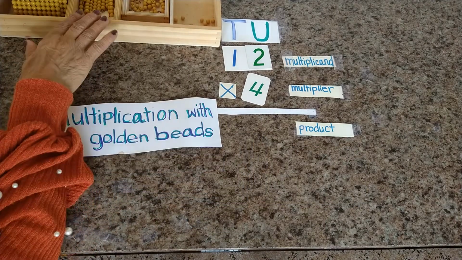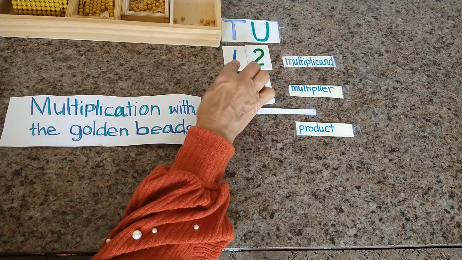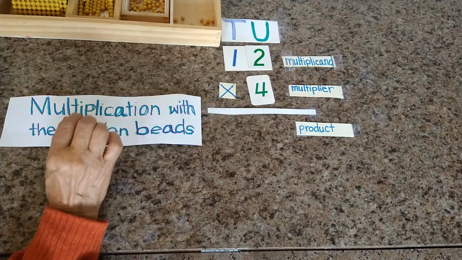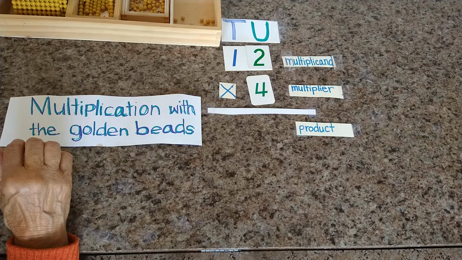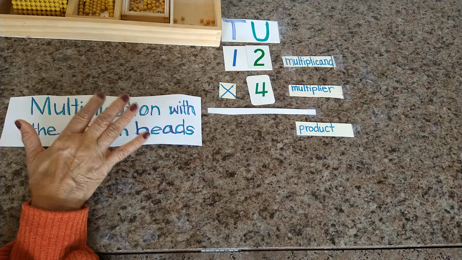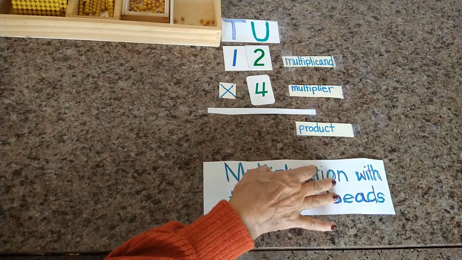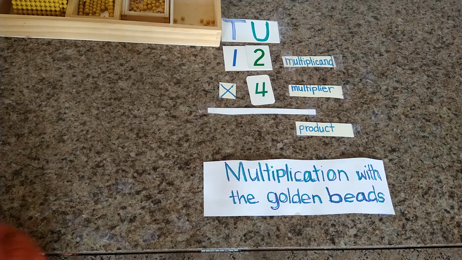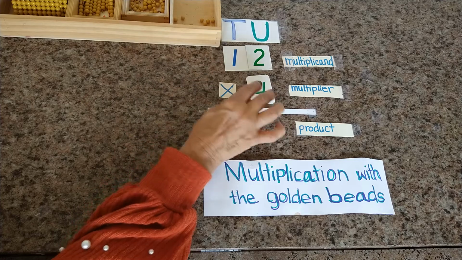I have golden beads here and I have a math equation here: 12 multiplied by 4. So 12 is our multiplicand, 4 is the multiplier. The answer will be called the product. So I am going to move this label right here, then I have more space here. So we have 12. We have to bring 12 four times.